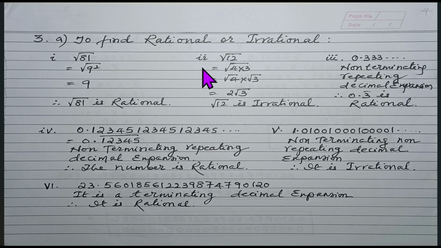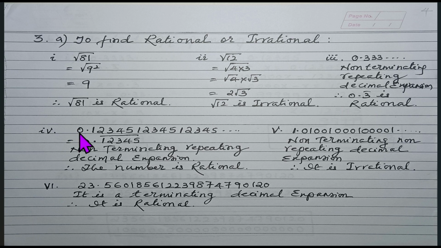Take the second one, square root of 12. Square root of 12 is square root of 4 into 3, which is square root of 4 into square root of 3. Square root of 4 is 2, so we get 2 root 3, a product of rational and irrational, 100% irrational, and therefore the root value is irrational. Now 0.333 is a non-terminating recurring decimal expansion, and therefore it represents a rational number. 0.3 bar is a rational number.